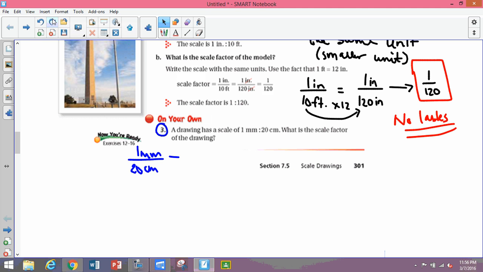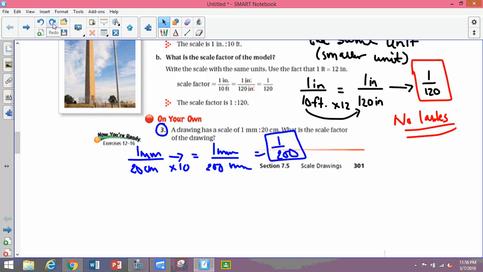Okay, so if my scale is 1 millimeter equals 20 centimeters, I need to make that into millimeters. For 1 millimeter, there are 10 millimeters in a centimeter. So you have to take 20 times 10. So you end up with 1 millimeter over 200 millimeters, or 1 over 200. That would be your scale factor. You do not write labels with scale factor.